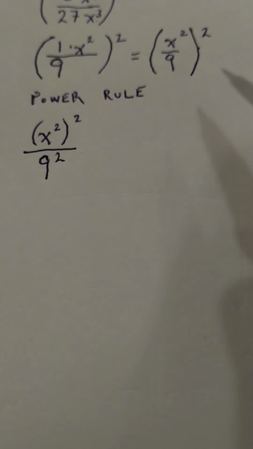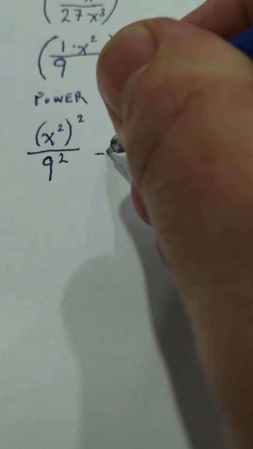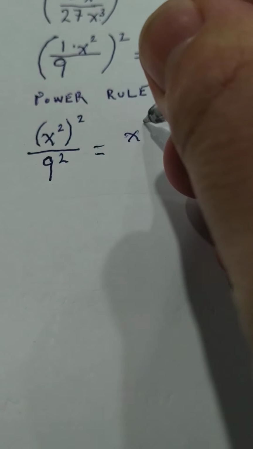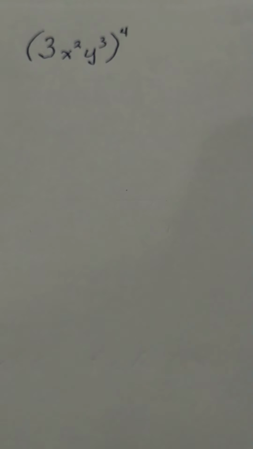And here we go. I just set it up. I just separated it to make it a little simpler to see. And we get x to the 4th over 81. And that's the final answer.